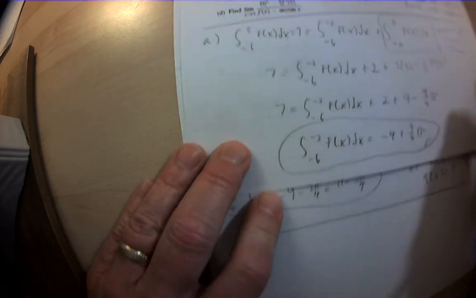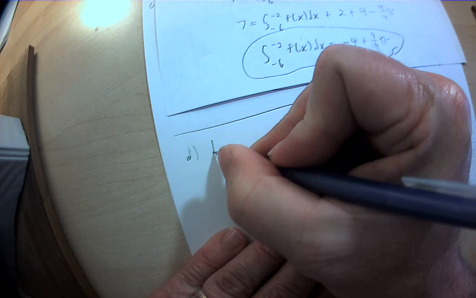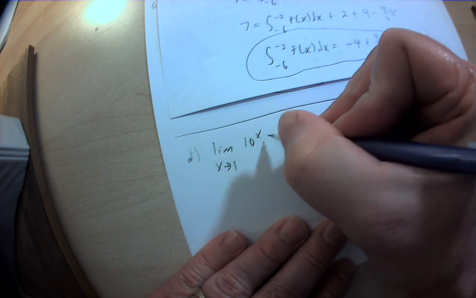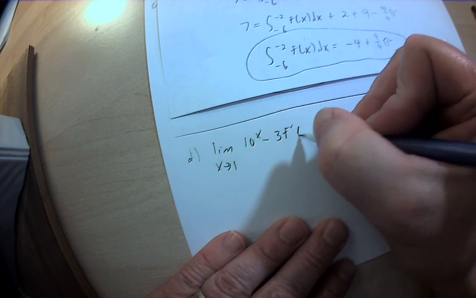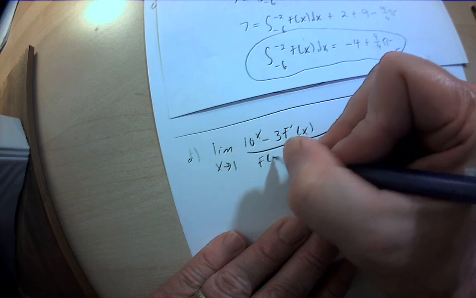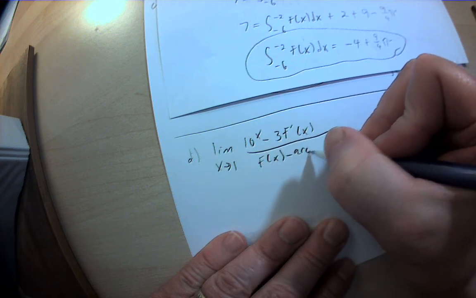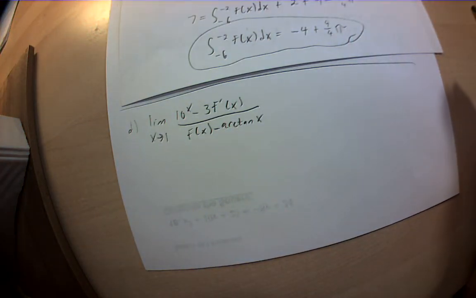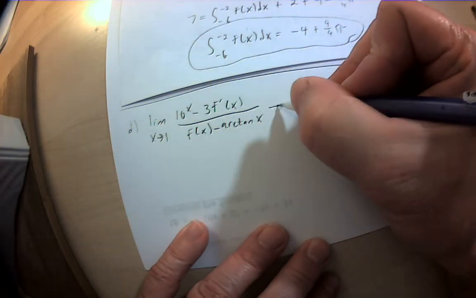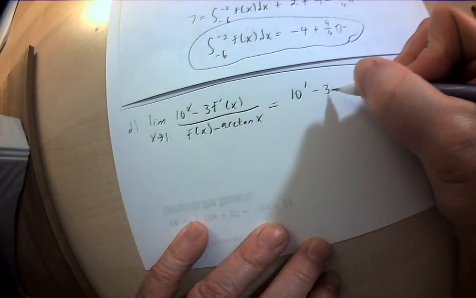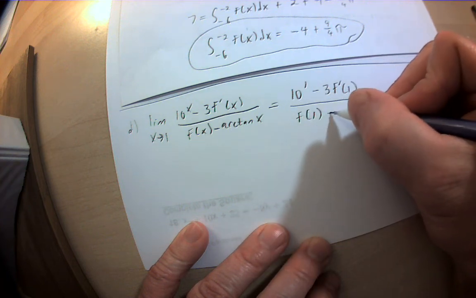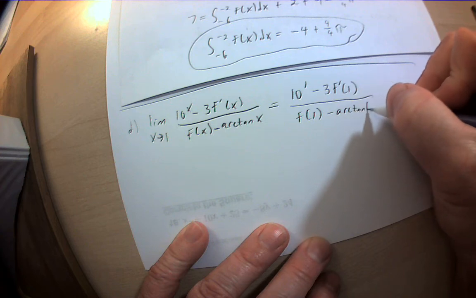So let's see. So what do they want in D? Here we go, D. They want the limit as x goes to 1 of 10x minus 3f prime of x over f of x minus arctan of x. Okay, what's the first thing you always do when you're trying to find a limit? Direct substitution. We're going to try it. 10 to the first minus 3 times f prime of 1 over f of 1 minus the arctangent of 1.